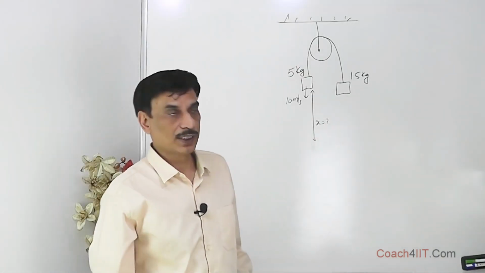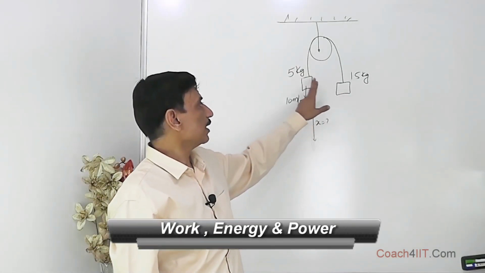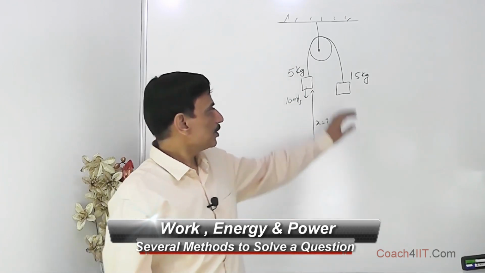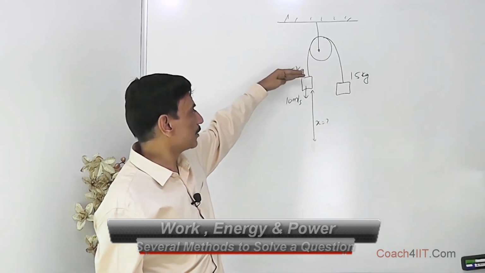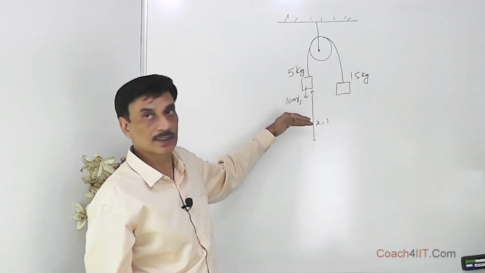We have once again a massless pulley, a 15 kg block here, and a 5 kg block here. Initially they were at rest, and now this 5 kg block is given a velocity of 10 meters per second in this direction.